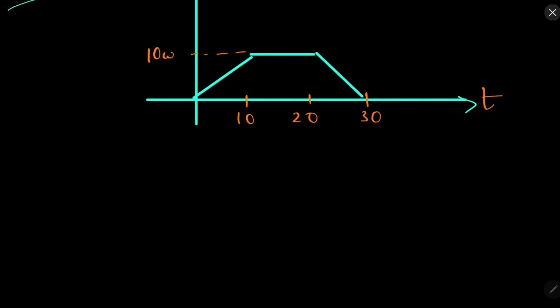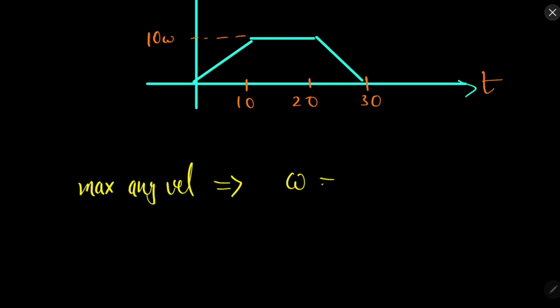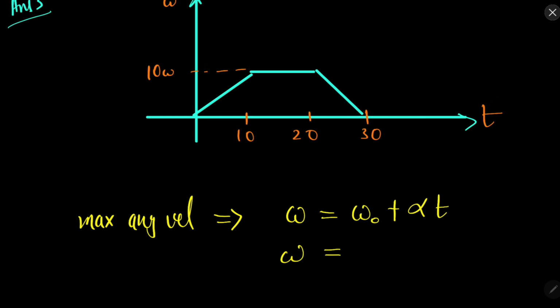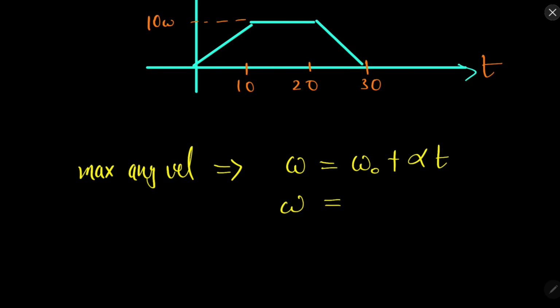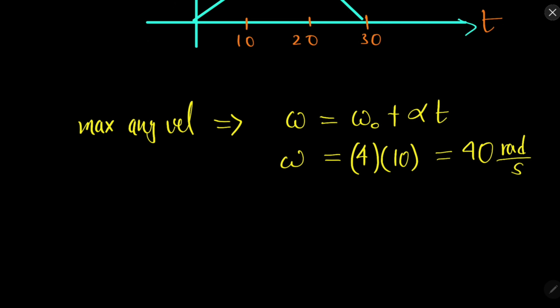So what will be the maximum angular velocity? It can be found out by omega equal to omega naught plus alpha t. Omega naught is 0, so omega equals alpha times t. Alpha is 4 and time is 10 seconds, so it will give us 40 radian per second.